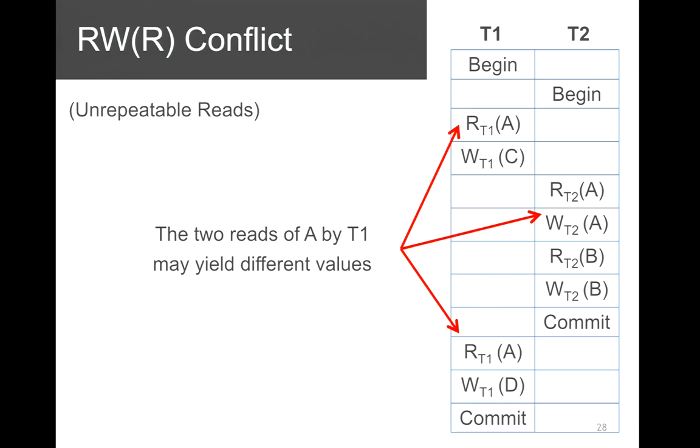For an unrepeatable read to occur, you need to have repeated reads. The book calls it RW conflict, but it doesn't make much sense if you have just R and W. So in this case, you end up reading different values of A because some other transaction came and wrote it. And therefore, this schedule is not serializable. Okay, so if you try to put T1 before T2 or T2 before T1, you might end up with a different result than what this schedule gives you. So the schedule is not equivalent to either of those two serial schedules. Okay?